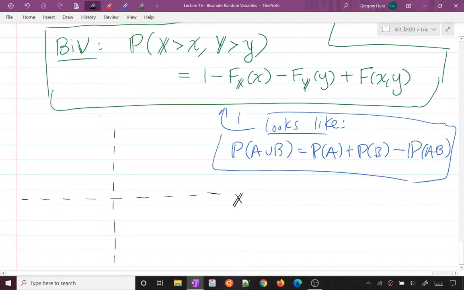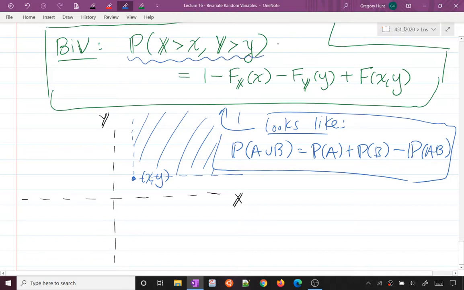So this is my x-axis and my y-axis, and I have some point here. Let's call it little x, little y. I want to calculate the probability that X is bigger than little x and Y is bigger than little y. Visually, that is this region. Let me underline that in blue. That's what I'm going to calculate. It's the area to the right and above this rectangle.